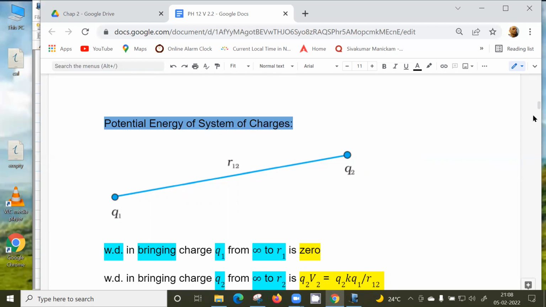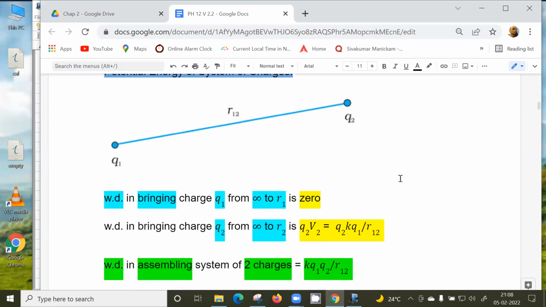So there is no electric field, and I don't do any work. The second charge I'm bringing now is Q2, but when I bring in the second charge, the charge Q1 is already present. So there will be an electric field, and I have to do some work against it. I can do the integration, or I just say the work done will be the change in potential from the initial point to the final point. The potential at the final point, this one, is KQ1 by R12.